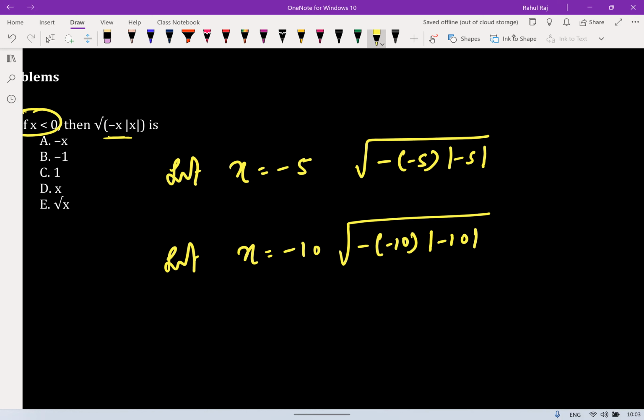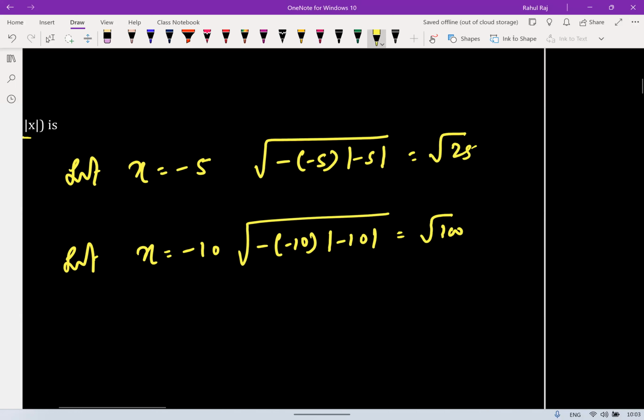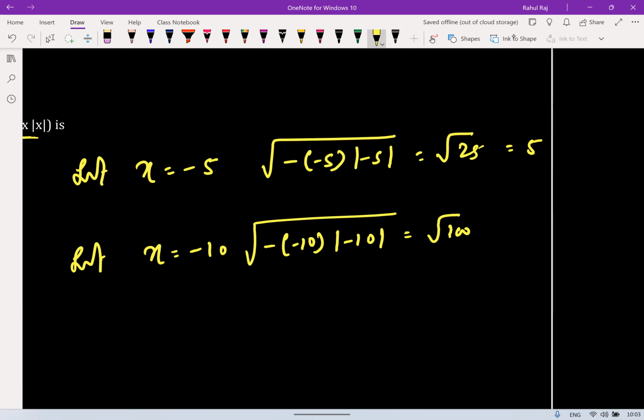So for the top one, you get 5 into 5, which is 25, right? You get here root of 25. You get here root of 100, right? Agreed? Now Alexa, root of 25 is what? Root of 25 is 5. Root of 100 is 10. Are we 100% right?